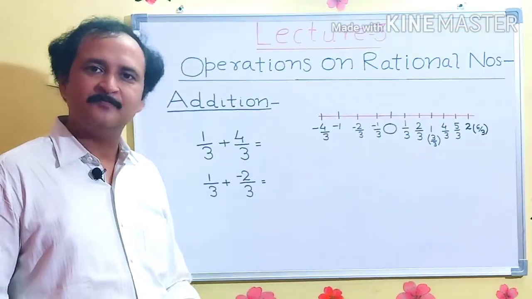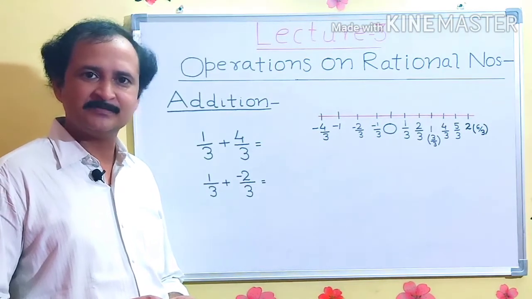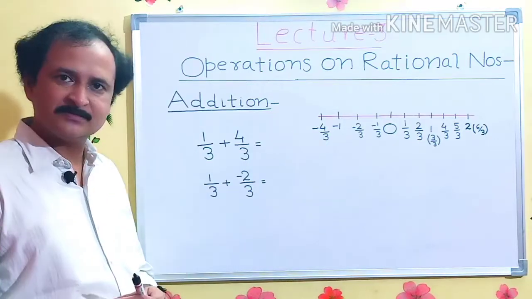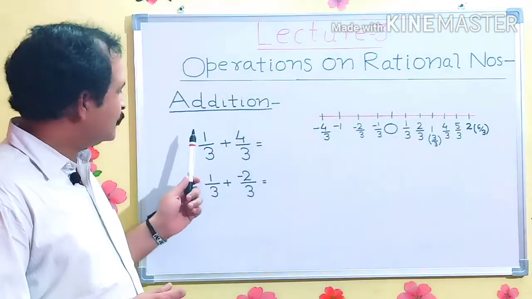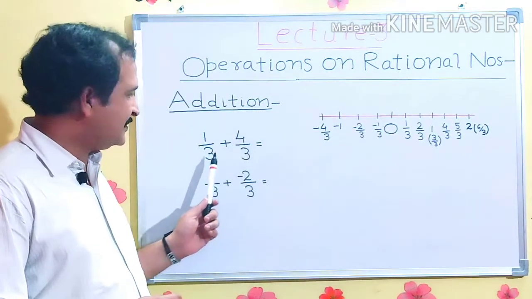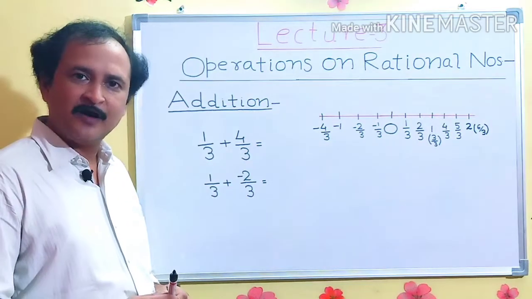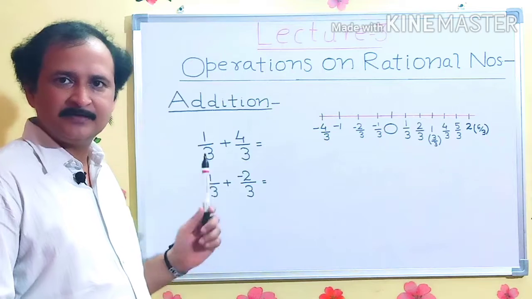First of all, we want to discuss the addition operation on rational numbers. For this purpose, we take two examples. In the first example, we want to add two rational numbers 1 by 3 and 4 by 3, and in the second example, we want to add 1 by 3 and minus 2 by 3.